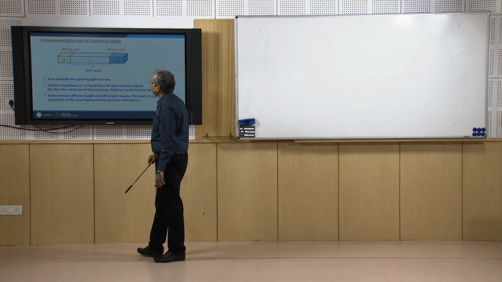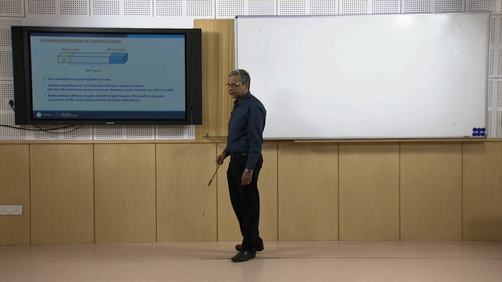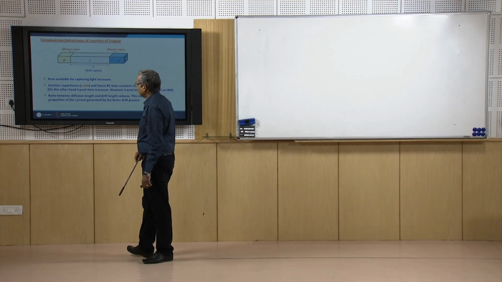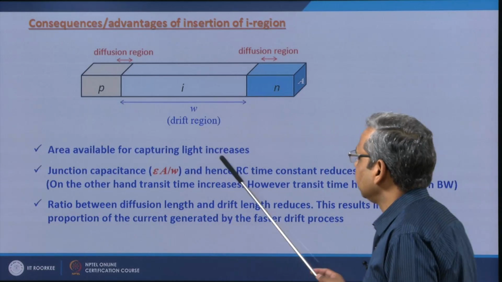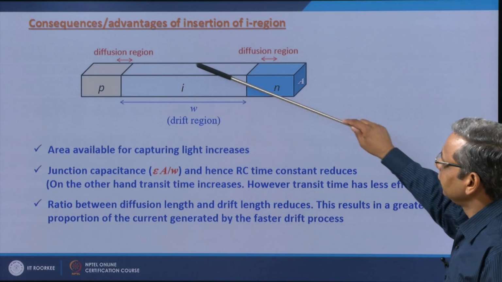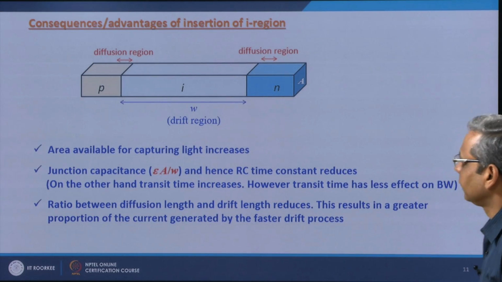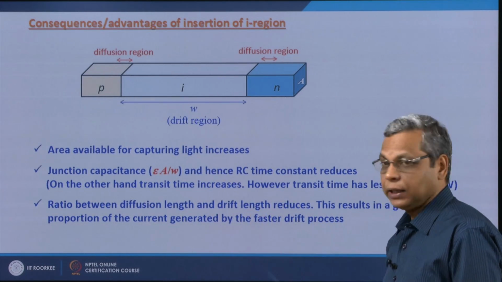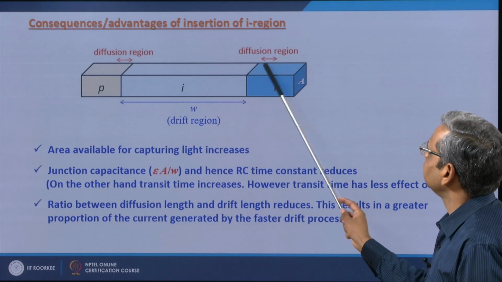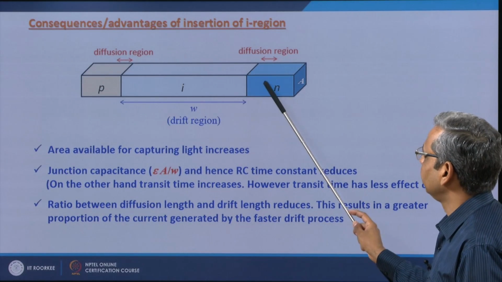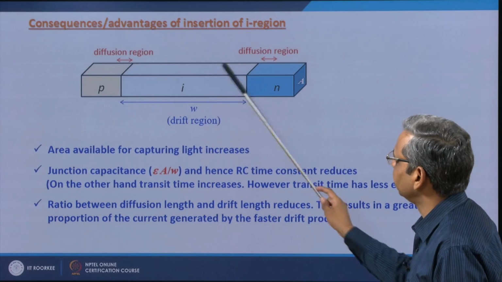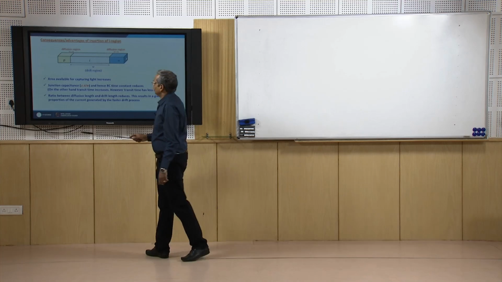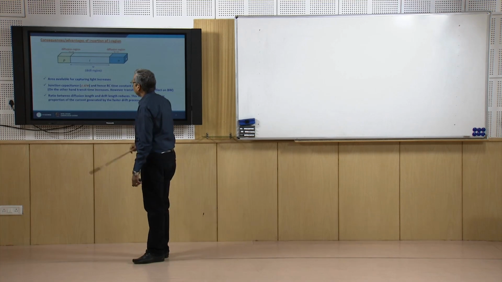So, what are the advantages or consequences of inserting an I region? Well, as I had explained in the previous slide, the area available for capturing light increases, because now this area becomes photosensitive. This is the drift region because the electric field is over this region, and then this is the diffusion region where the electron hole pairs wander randomly and then they come under the influence of the field here and get drifted later on. So, the area available for capturing light increases.